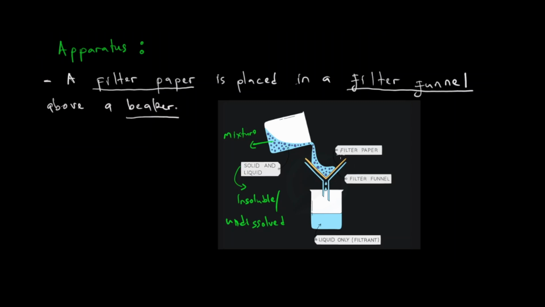Then let us look at it now. So this is the filter funnel. On top of the filter funnel is where we put a filter paper, as you can see. So this orange one is the filter paper. Then the blue one is the filter funnel. And this here is the beaker, where we are collecting. So the solid remains in the filter paper, while the liquid passes through the filter paper into the beaker. So let us say the solid is sand. So we have sand in our filter paper, then the liquid goes to a collector in the beaker.